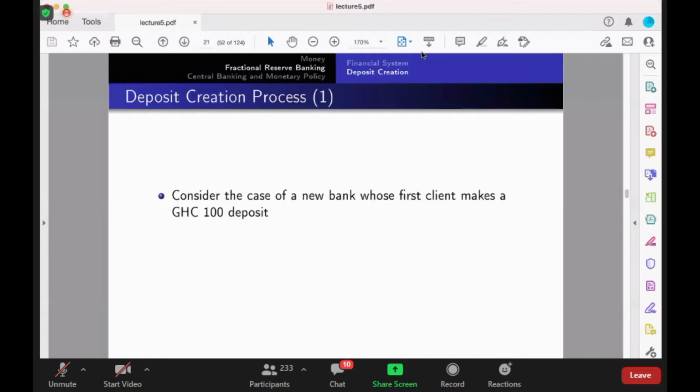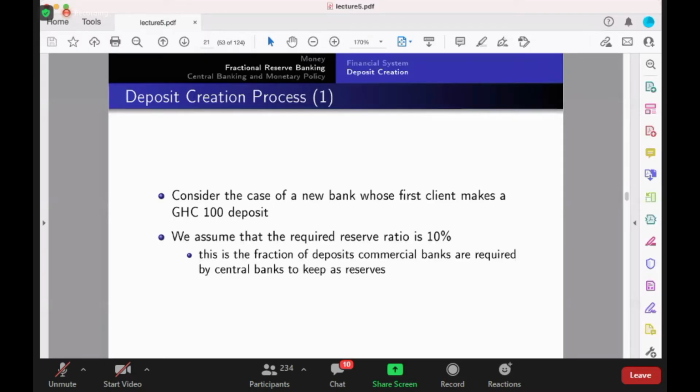So now let's consider the case of a new bank whose first client makes a 100 cedis deposit. There is this thing called the required reserve ratio. This required reserve ratio is simply the fraction of deposits that commercial banks are required to keep at the central bank as their reserves.